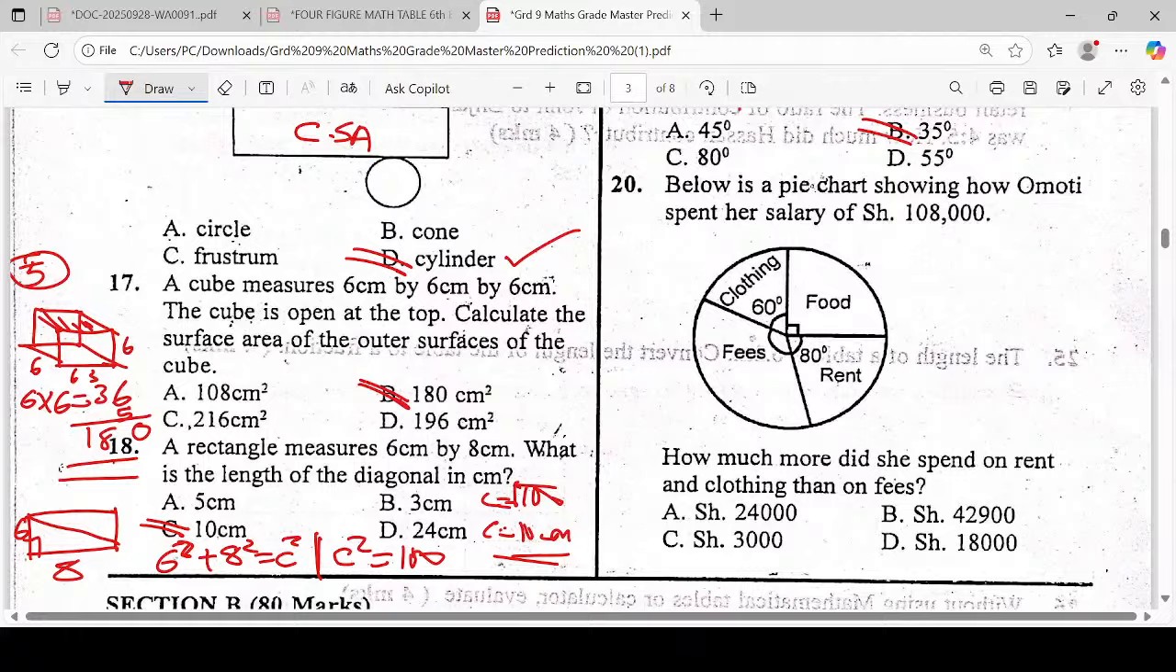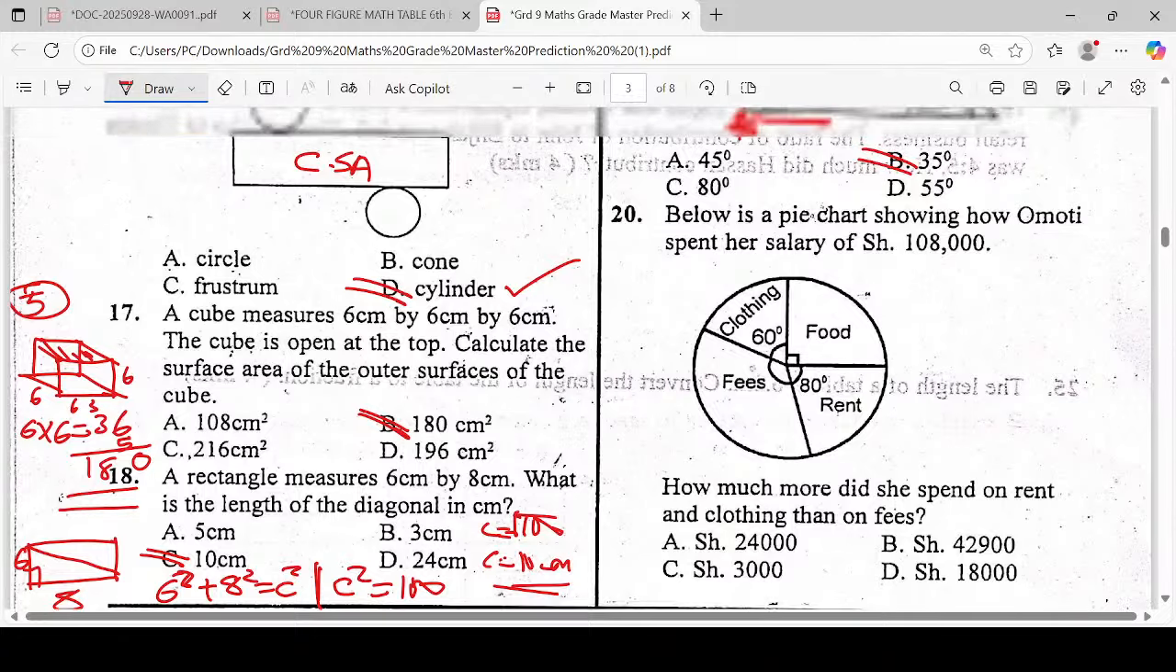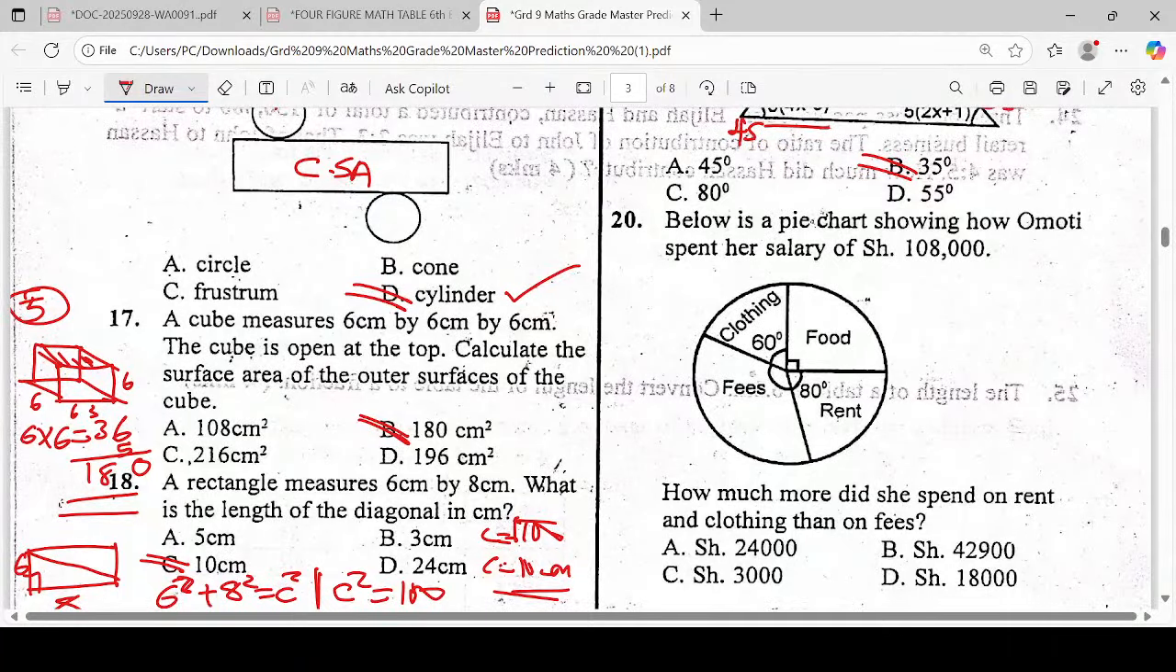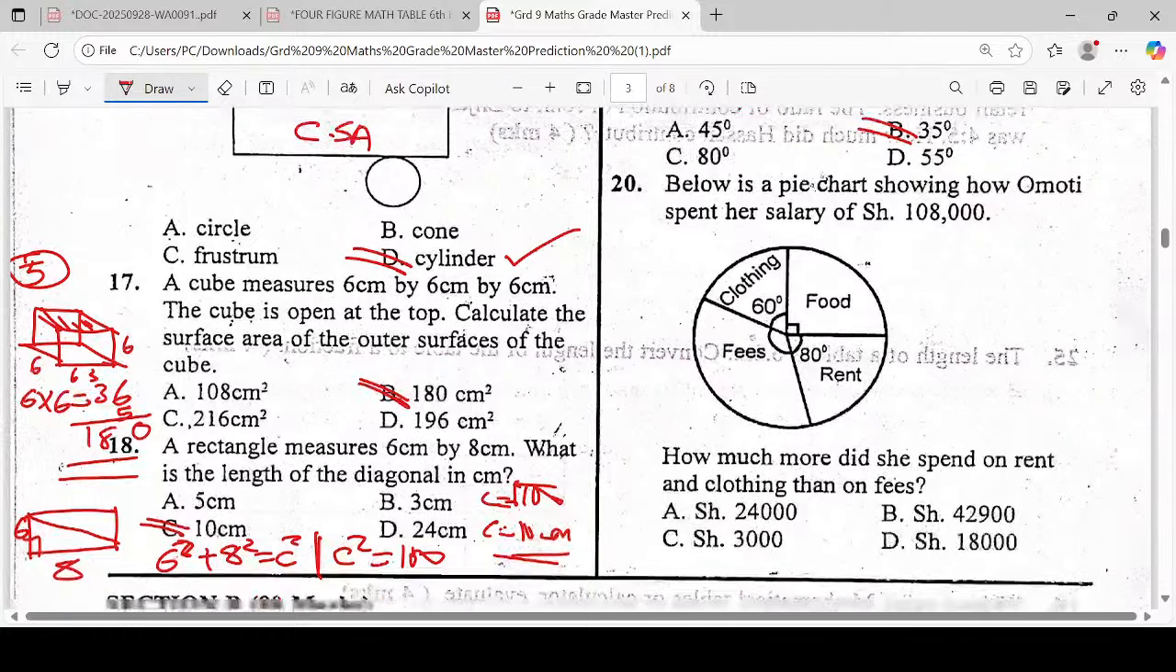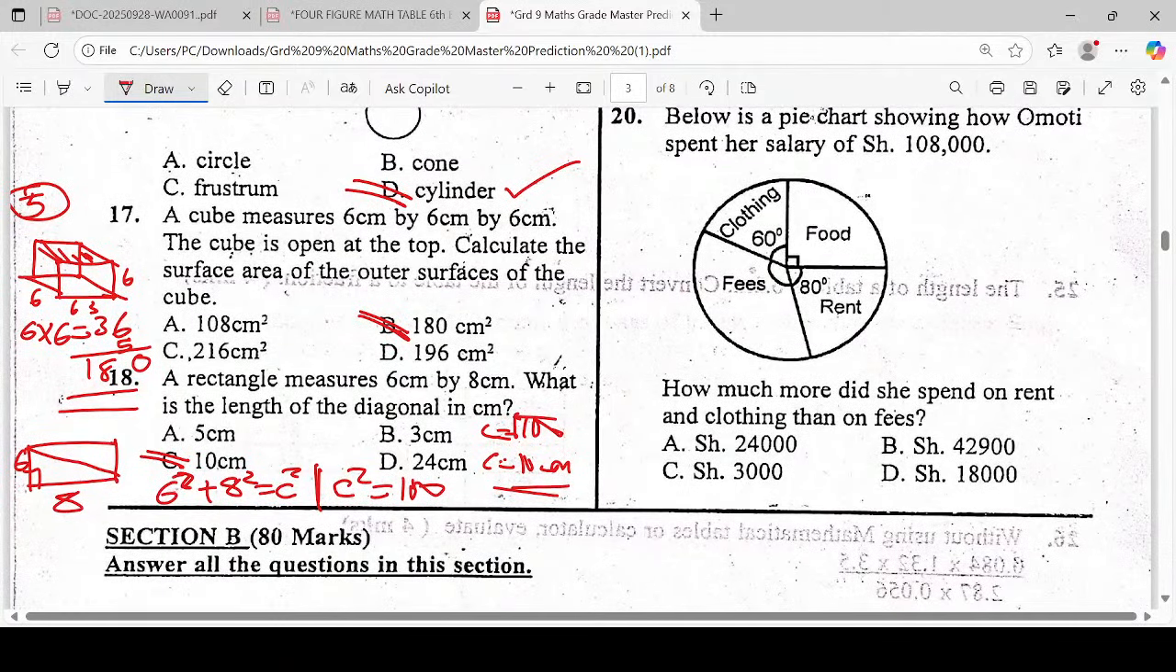Below is a pie chart showing how Omoti spent 108,000. How much more did she spend on rent and clothing than school fees? First of all, this is 60. Obviously, this angle, because of this sign, this angle here is 90 degrees.